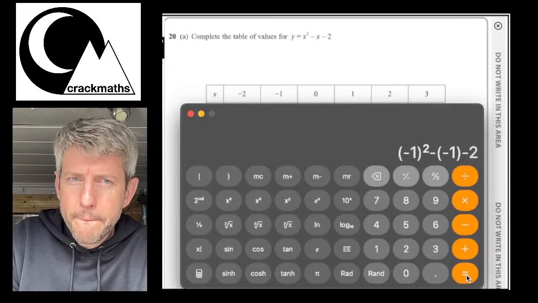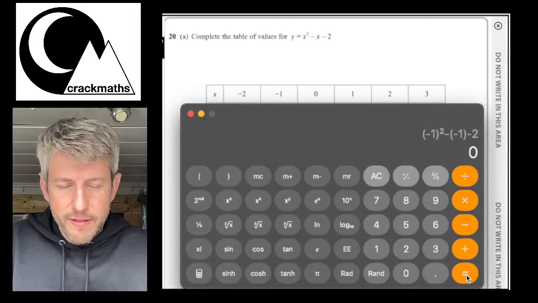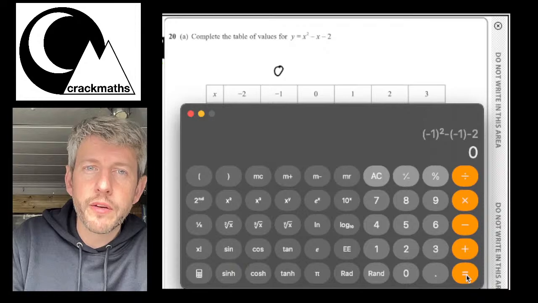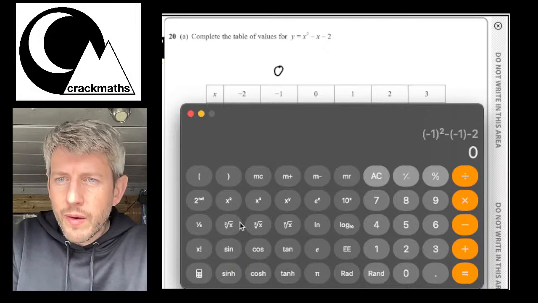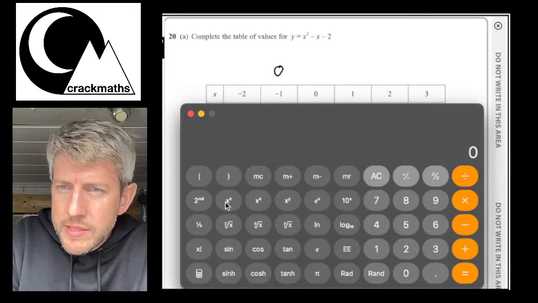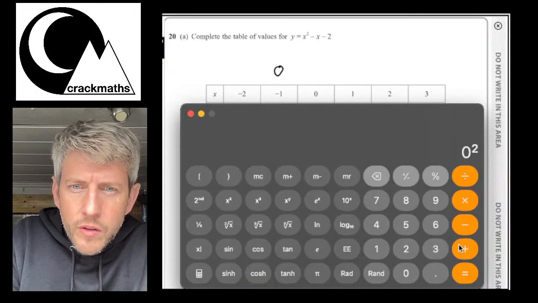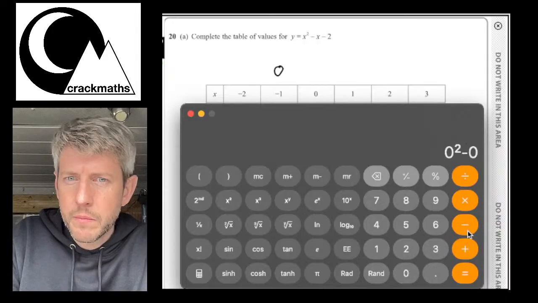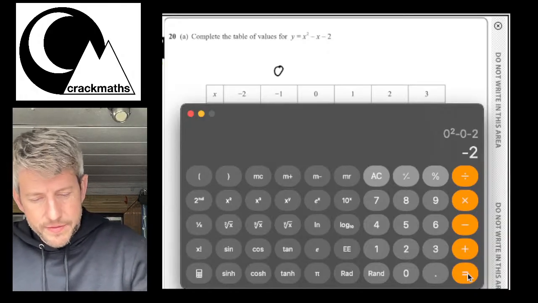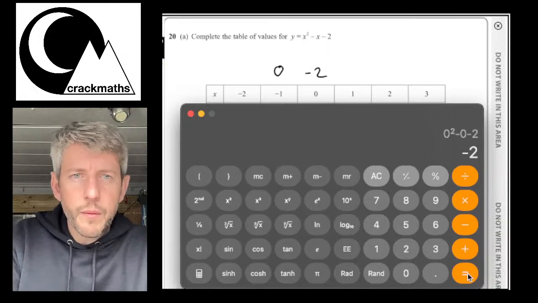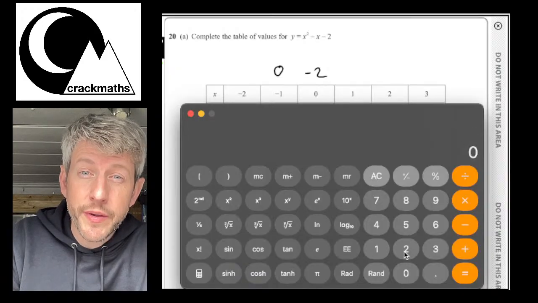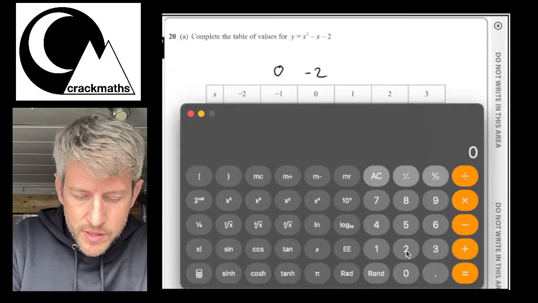So here we go, that equals 0. So I'll just put a 0 up here. So when x is -1, y is 0. Now let's try putting the 0 into the formula. So we've got 0 squared, -0, -2. Here we go. And that equals -2. And then we need to put 2 in. Remember, you only need to use the brackets when you're substituting in negative numbers. Otherwise, it's fine.